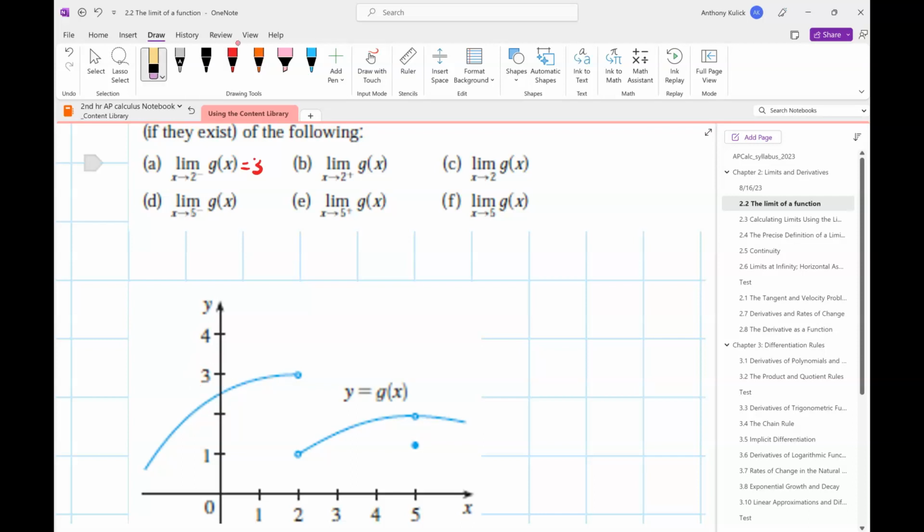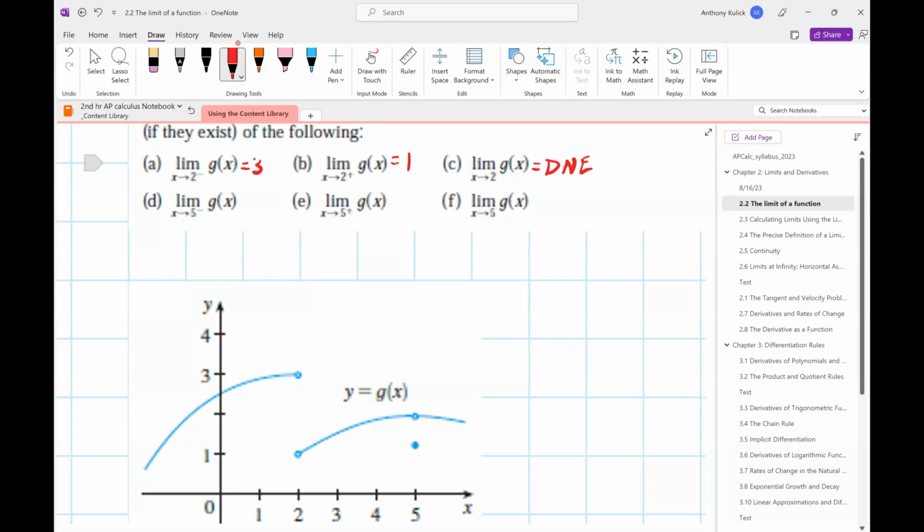How about x approaches 2 from the right? Good. And how about just the limit as x approaches 2? Does not exist. Great. Why not, Prater? The left and right limits are different. The left limit is 3. The right limit was 1. The limit at 2 cannot exist.